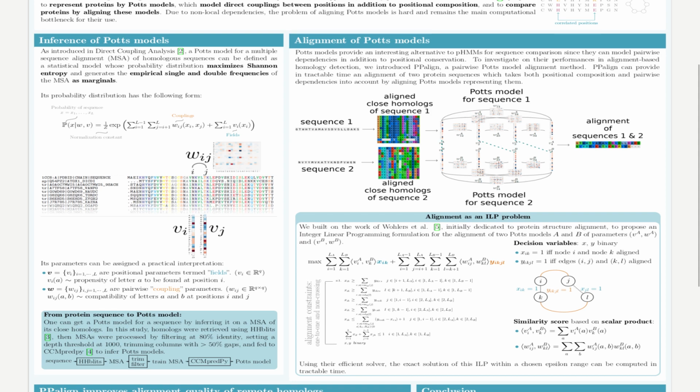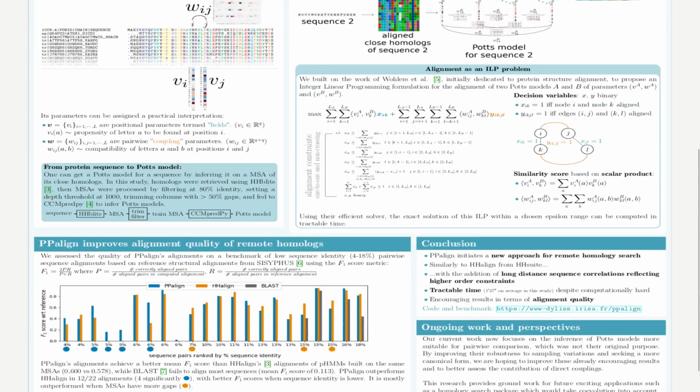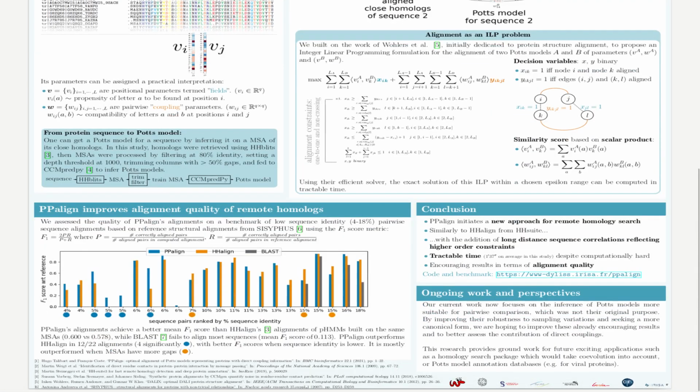We base this similarity score on the scalar product. Thanks to this efficient solver, a solution within a chosen epsilon range of the exact solution can be found in tractable time, 1 minute and 37 seconds on average in our experiments.